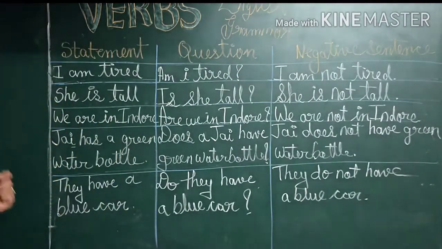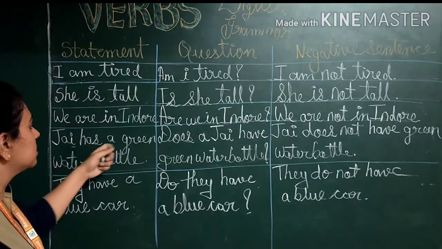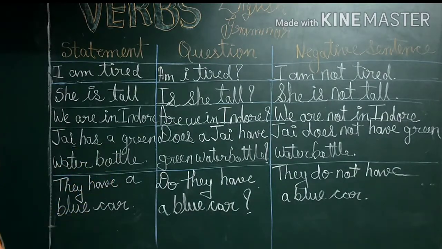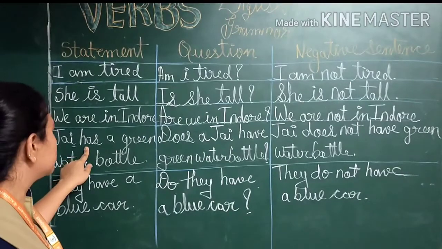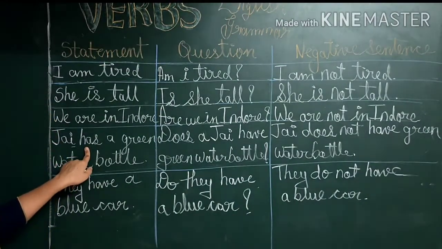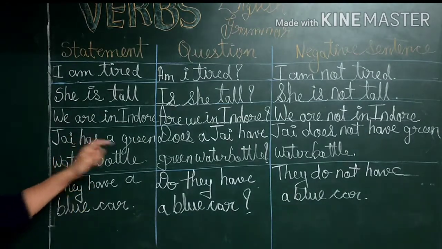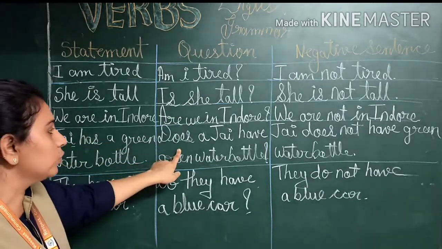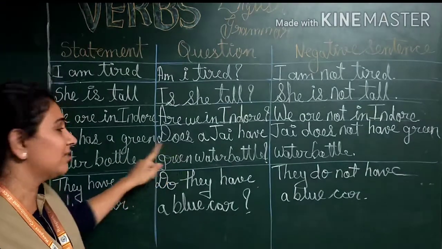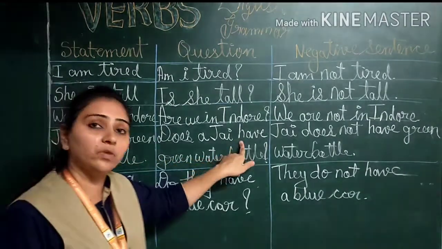Understand? The fourth one is Joy has a green water bottle. Here in the statement it is given has. So I have started with does. Now the rule is that with does we cannot write has. So I have used have in the sentence.